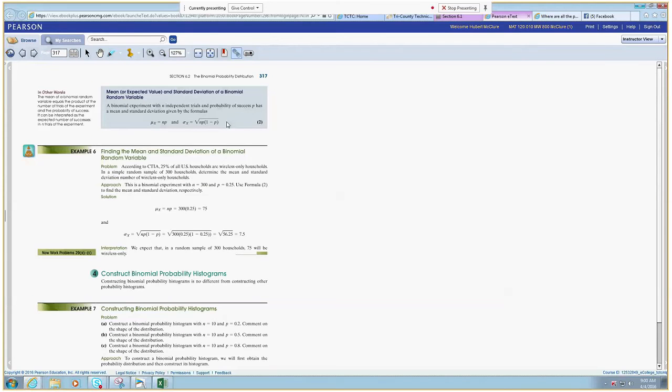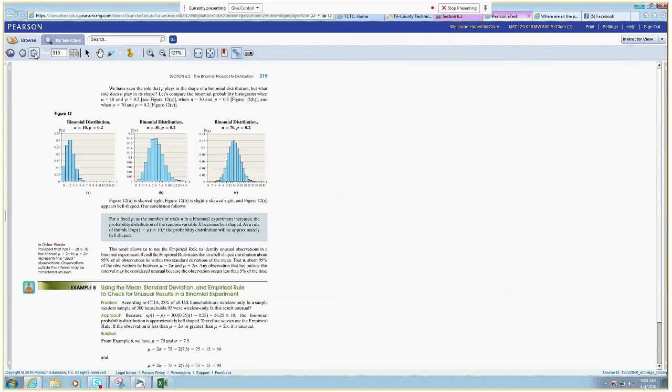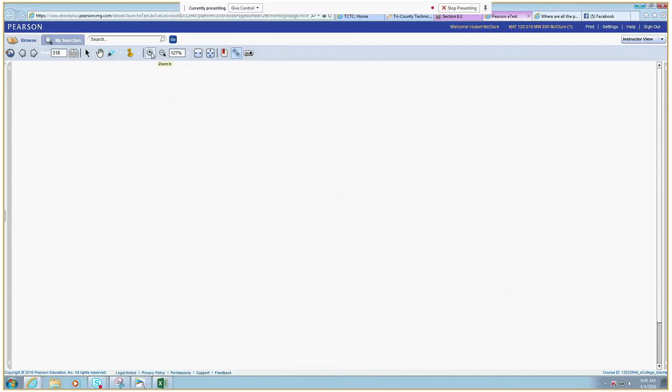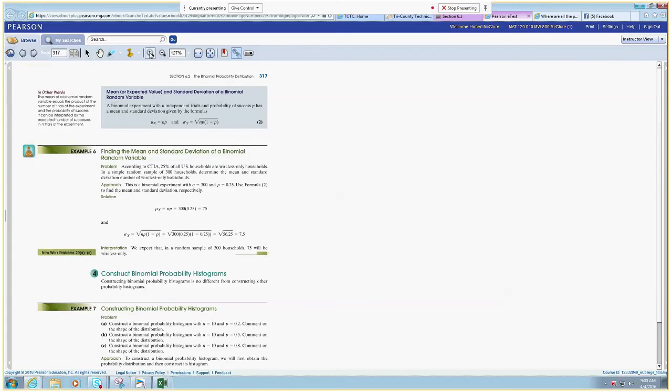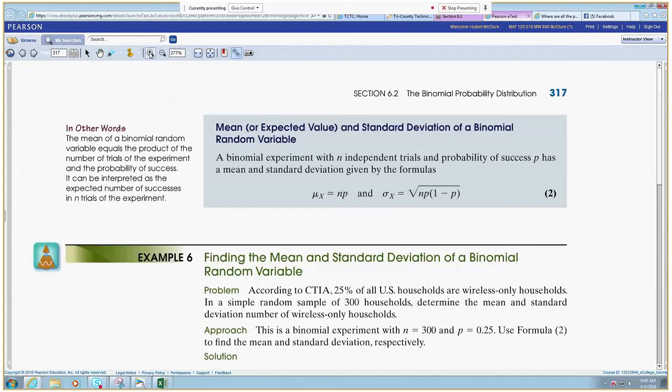All right, page 317. You might want to write it down in your notes. Top of the page. Write those two down. The mean is equal to n times p, and the standard deviation is the square root of n times p times q, where q is the complement of p.